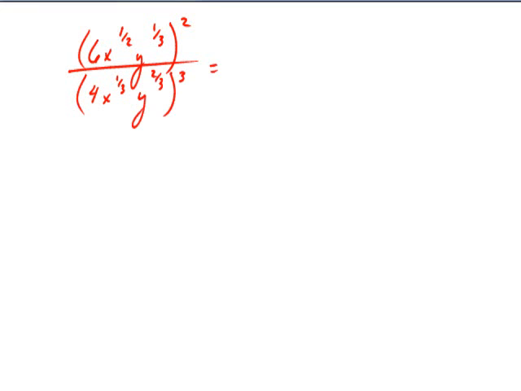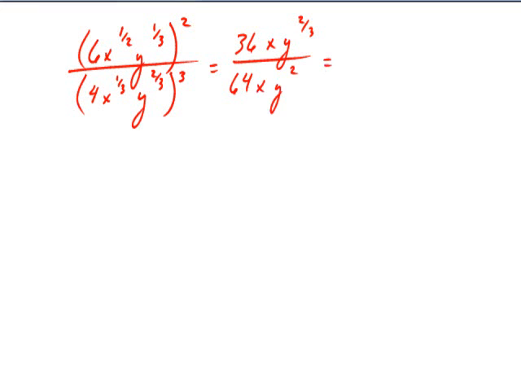In this case, every value in this numerator is raised to the 2nd power, so let's raise 6 to the 2nd power. X to the 1/2 raised to the 2nd power. Multiplying exponents, I get x to the 1st. Y to the 1/3 raised to the 2nd power. Multiplying the exponents, I get y to the 2/3. In the denominator, we have 4 raised to the 3rd power. We have x to the 1/3 raised to the 3rd power. Multiplying the exponents, I get x to the 1st. And y to the 2/3 raised to the 3rd power. If I multiply 2/3 times 3, I get 2, y squared.